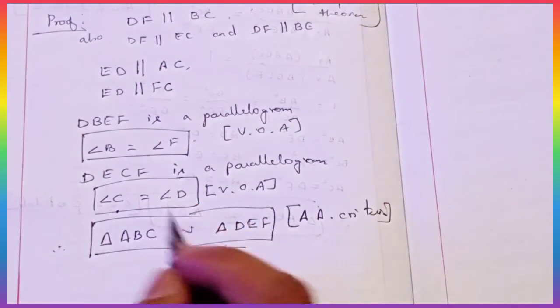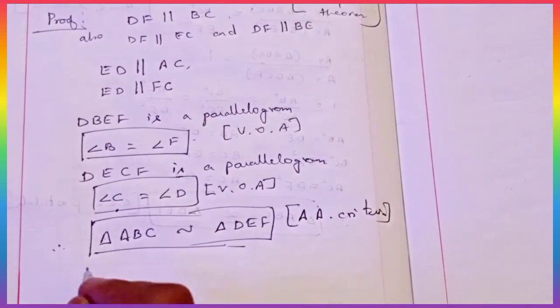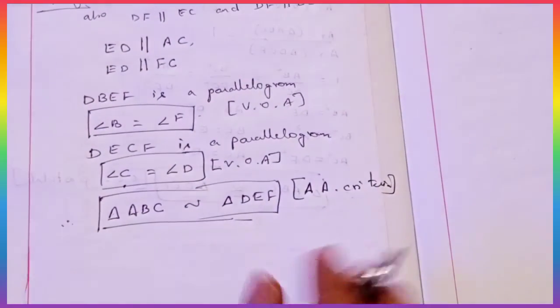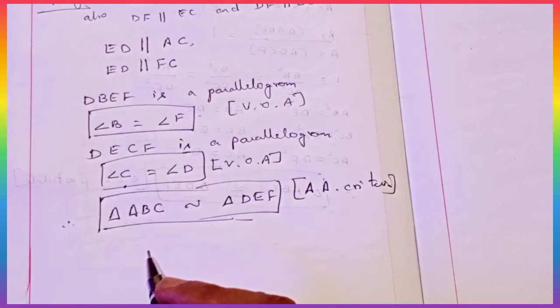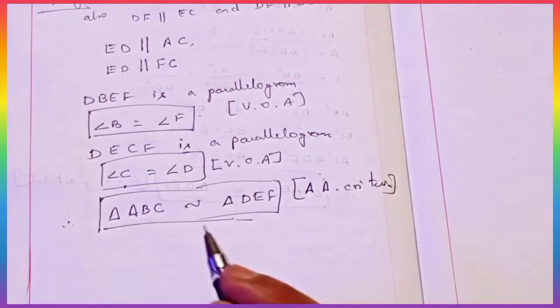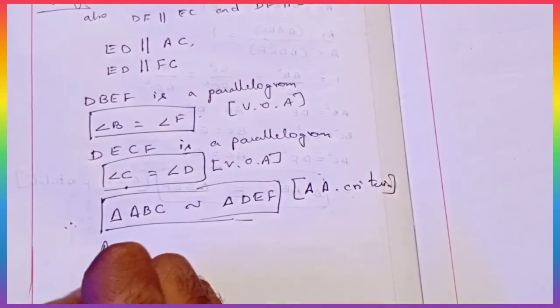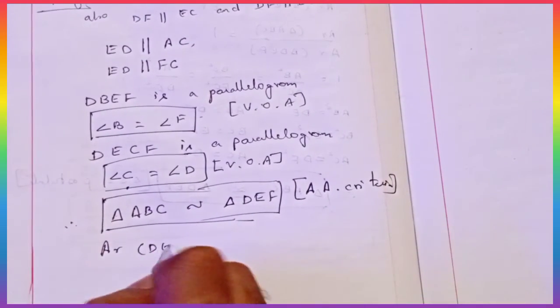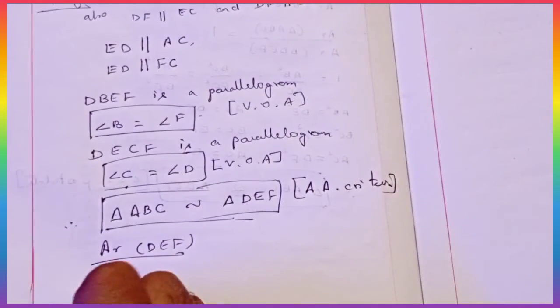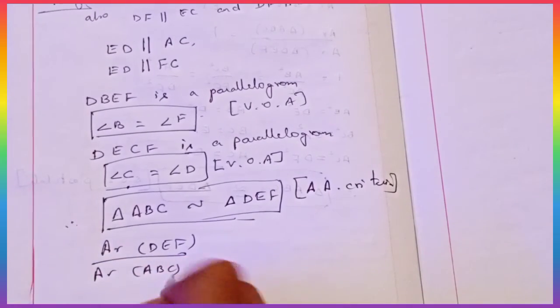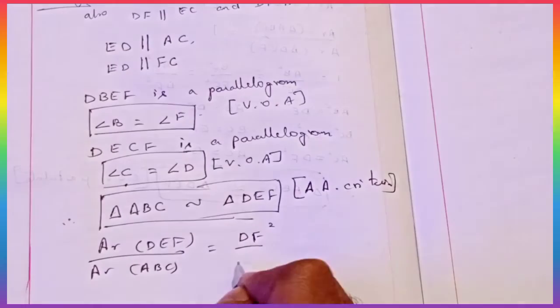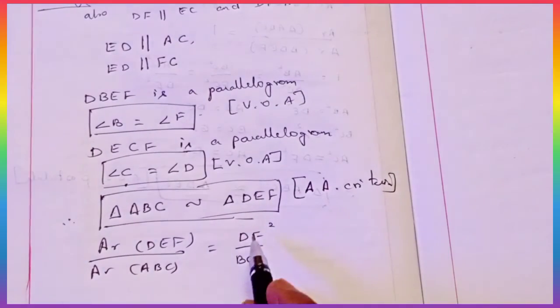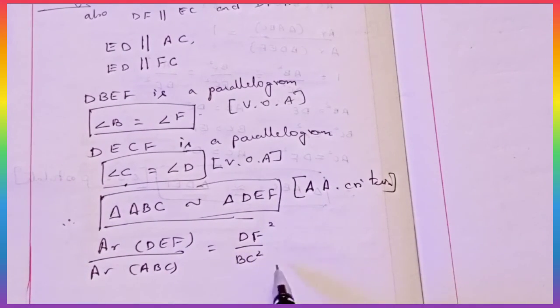So we can go for the ratio of corresponding sides with respect to the area of similar triangles. The ratio of the areas of similar triangles is equal to the square of the ratio of the corresponding sides. By that theorem, we can write area of triangle DEF by area of triangle ABC is equal to DF square by BC square. DF is present in triangle DEF and BC is present in triangle ABC.